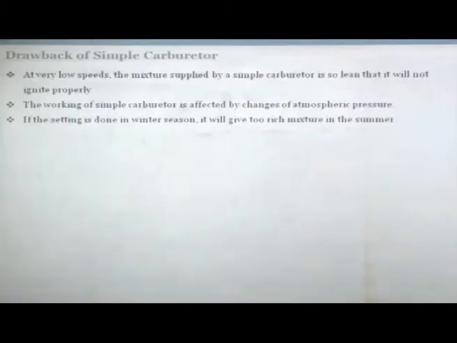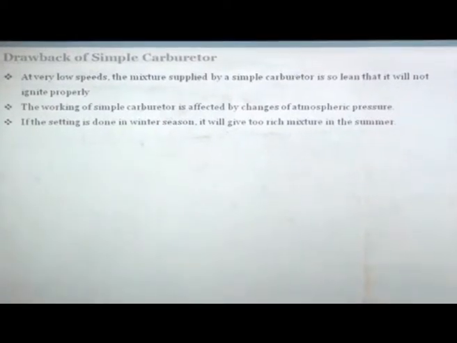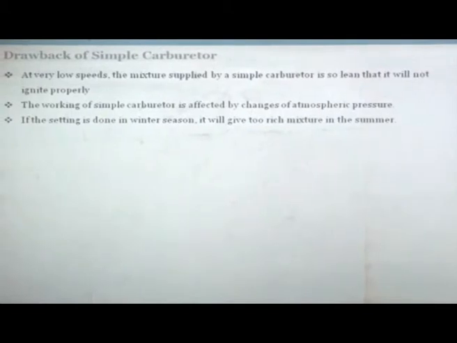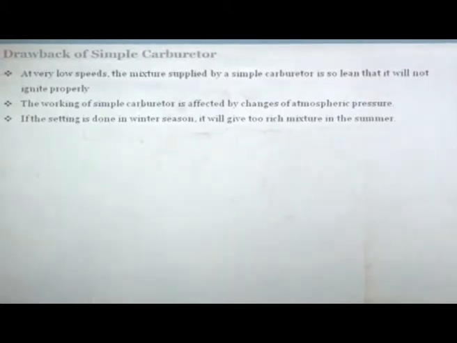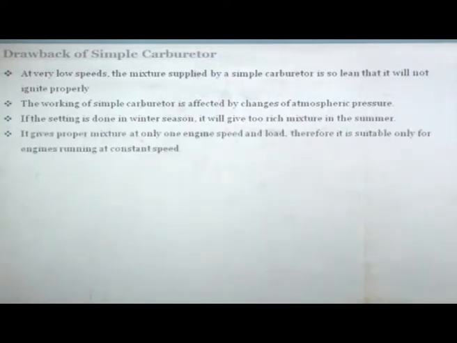If the fuel setting is done in the winter, it will give you too rich a mixture in the summer, because in winter time you try to put more amount of fuel. So, it will give a lot of emissions and a lot of wastage of fuel in the summertime. So, you have to actually recalibrate, retune your engine every summer and winter. It is a good idea.